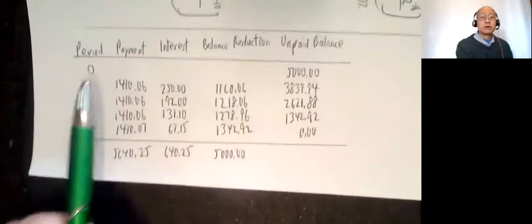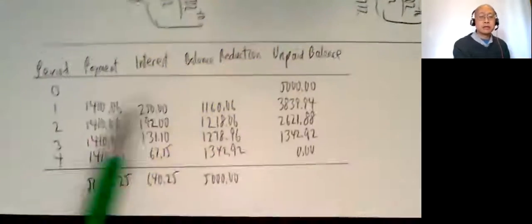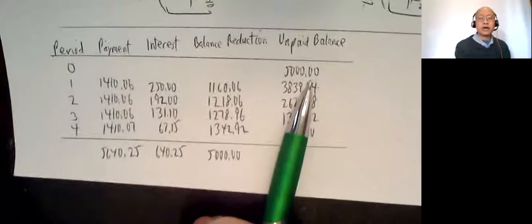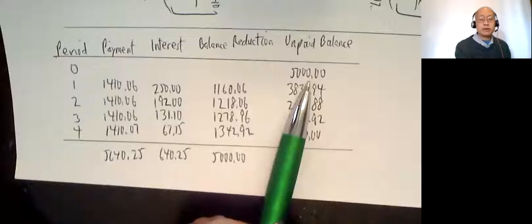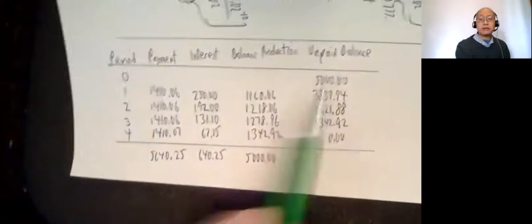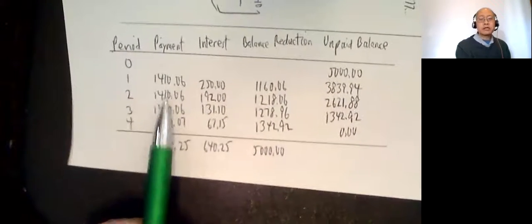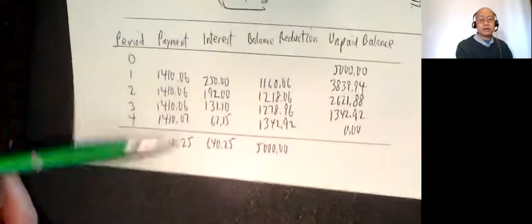So here we go. Period, payment, interest, balance reduction, unpaid balance. 4 periods, so 0, 1, 2, 3, 4, 5,000. Okay, the interest rate is 0.05, so you keep multiplying by 0.05. So 5% of 5,000 is 250. 1,410.06, 1,410.06, 1,410.06, except don't do the last one. As you can see, it's a little bit different.